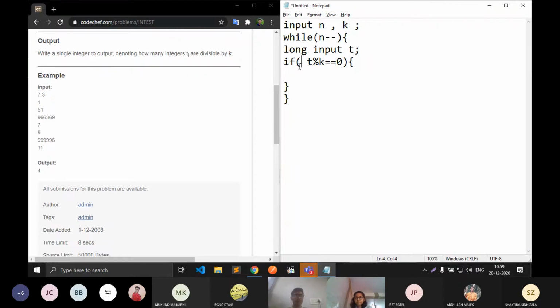Next, if it is divisible, then it counts toward our answer. So answer plus plus. What does answer plus plus mean? It means that answer is equal to answer plus 1. Okay, and after completing the while loop, what do we have to do? We have to output a single integer. I have to print it. So the output is ans. Okay, done. It is complete.